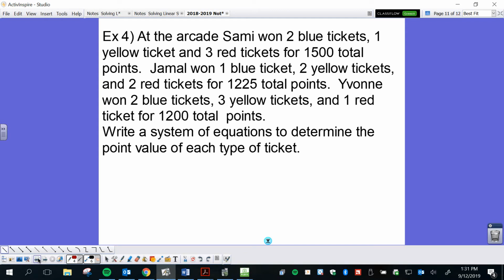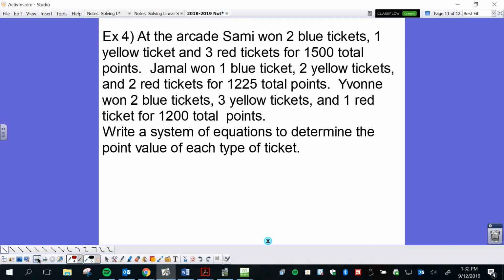At the arcade, 3 friends are playing games at the arcade. We have Sammy, who has won 2 blue tickets, 1 yellow ticket, and 3 red tickets, for a total of 1,500 points. All right, so I guess the tickets are points, right? Okay. Jamal won 1 blue ticket, 2 yellow tickets, and 2 red tickets for a total of 1,225 points. Yvonne won 2 blue tickets, 3 yellow tickets, and 1 red ticket for a total of 1,200 total points. Write a system of equations to determine the point value of each type of ticket.